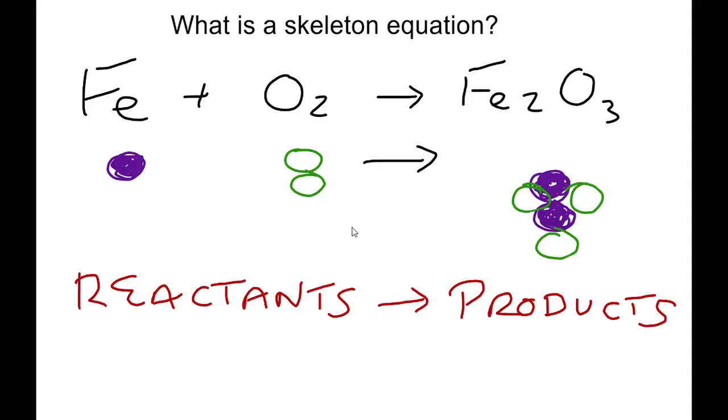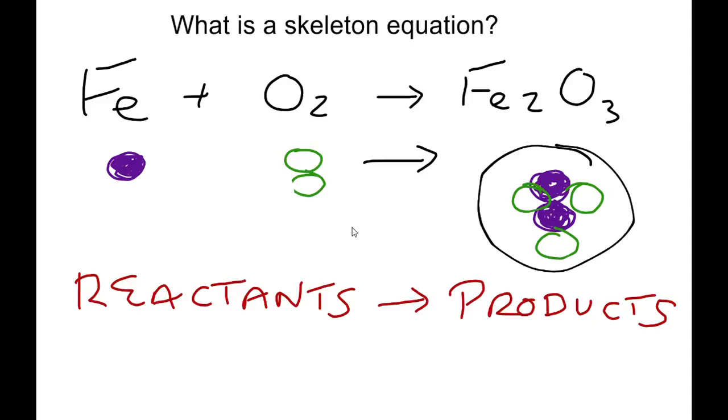Furthermore, it shows two circles of oxygen and three circles of oxygen on each side of the equation. Two circles as reactants and three circles as products. It's therefore very clear that one circle of purple iron with two circles of green oxygen could not possibly form what we see on the product side, two circles of purple with three circles of green.